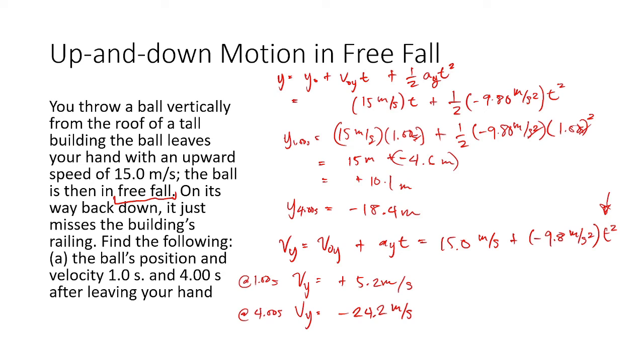And rather, acceleration is downward. And at 4 second mark, our velocity actually is negative 24.2 meters per second, meaning it's moving downwards and actually it accelerated. Mas tumaas yung velocity nito. Okay? So that is for letter A.